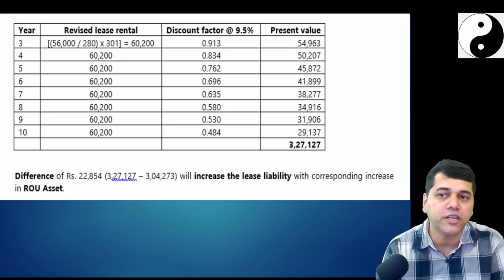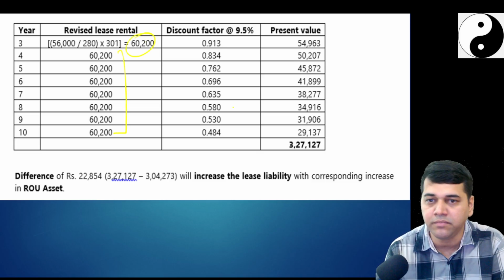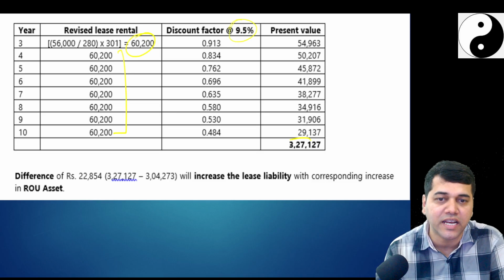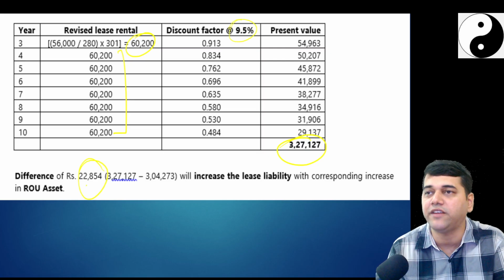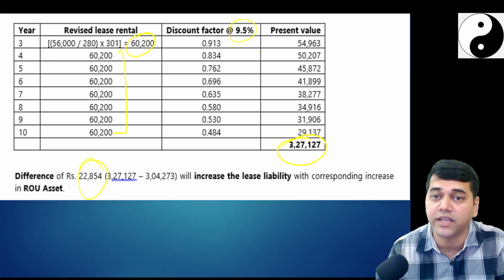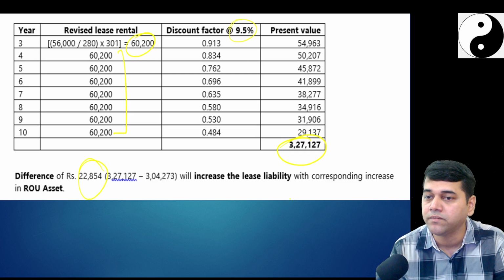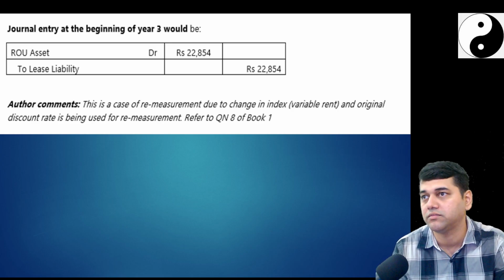Now I calculate the revised liability: 56,000 divided by 280 into 301, which is 60,200, which remains the same. Present value factors I will take, and it is 3,27,127. So the increase is 22,854. So my journal entry will be ROU asset. Are you clear? Why you are taking 9.5%? Everybody got this number? So the increase journal entry will be 22,854, ROU asset to lease liability. Any mistakes? Anybody?